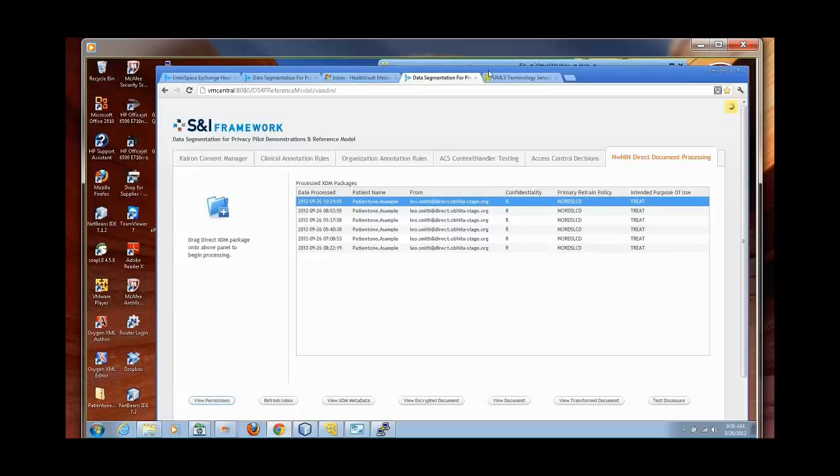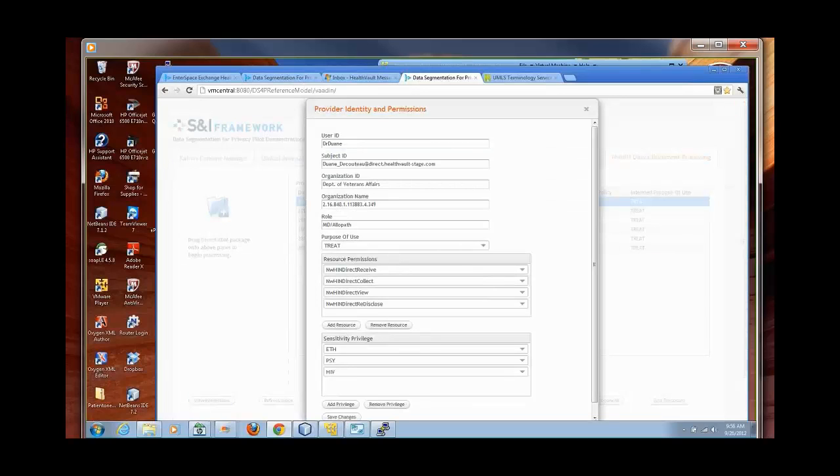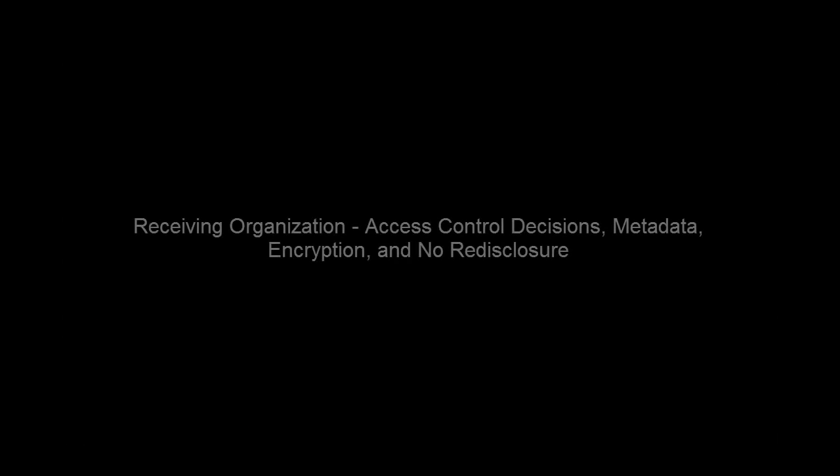Let's look at what permissions or privileges Dr. Duane currently is asserting. His home organization is the Department of Veterans Affairs. His structured role is MD Allopath, and his current purpose of use is treatment. He has permissions to resources for receiving, collecting, viewing, and possibly redisclosing NHIN direct information. Additionally, Dr. Duane has sensitivity privileges for substance abuse, mental health, and HIV.